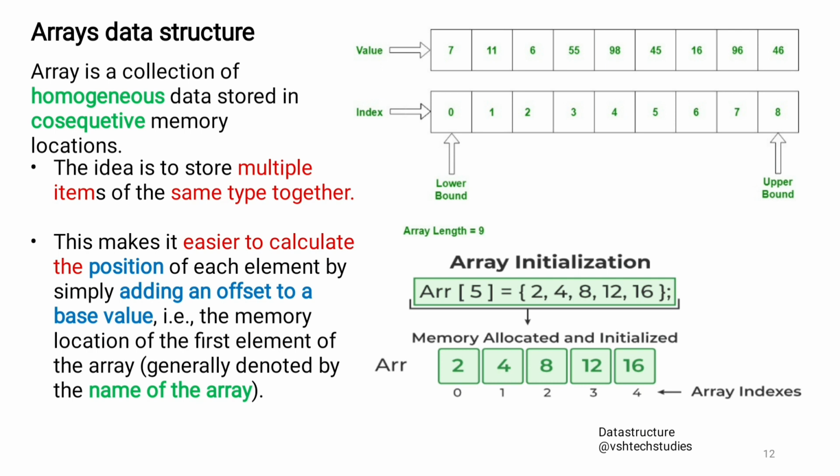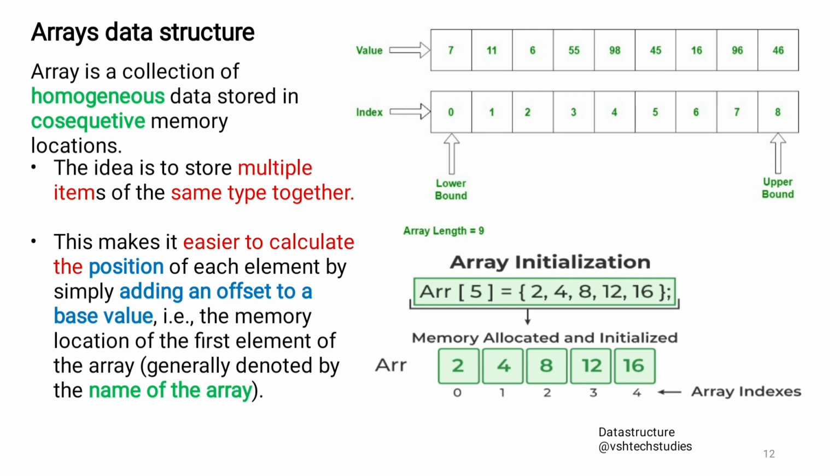Once its size is declared, it will be fixed. We cannot change it. That is the meaning of static. Homogeneous means it can store similar kinds of elements. And linear means elements will be stored in a sequential manner, in contiguous memory locations.